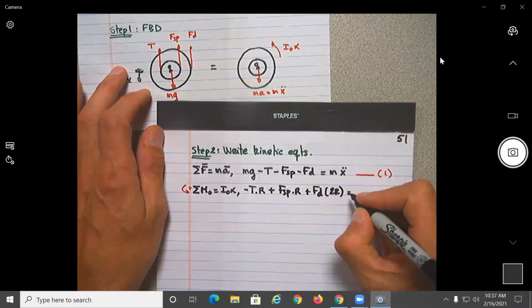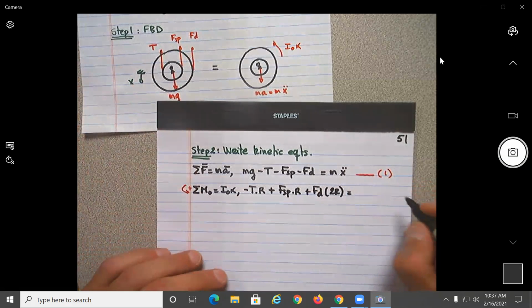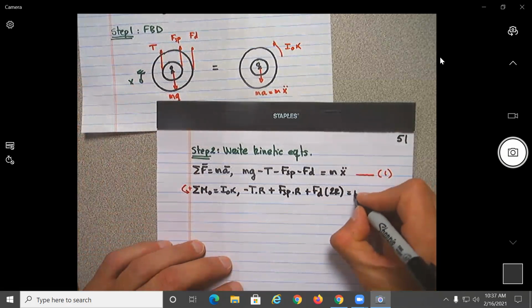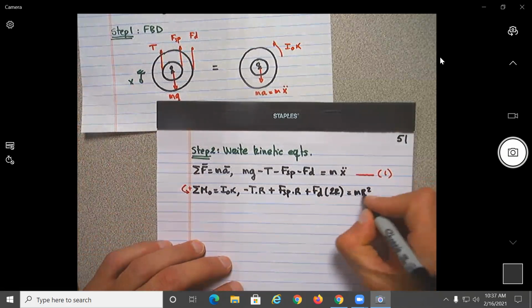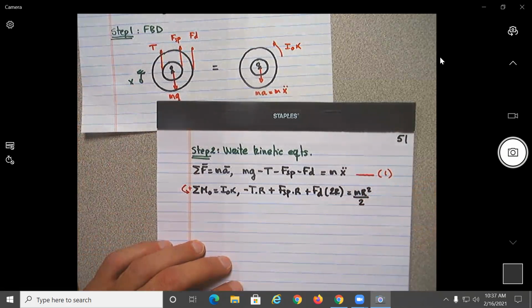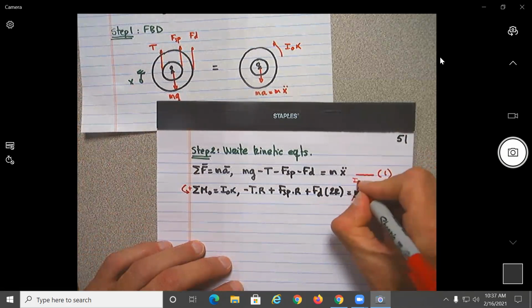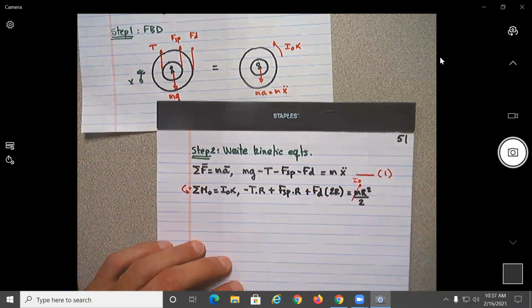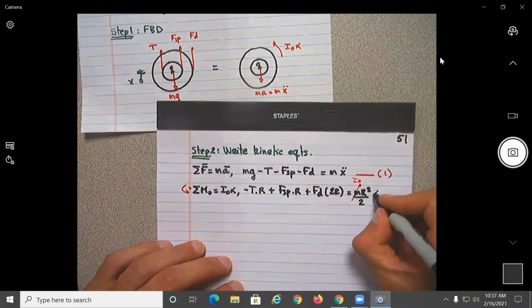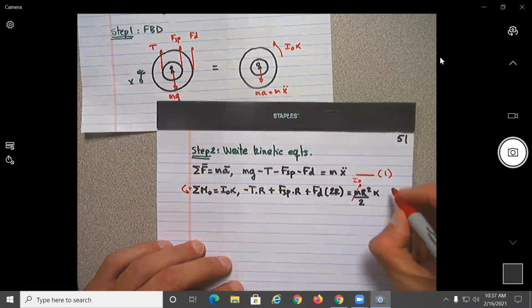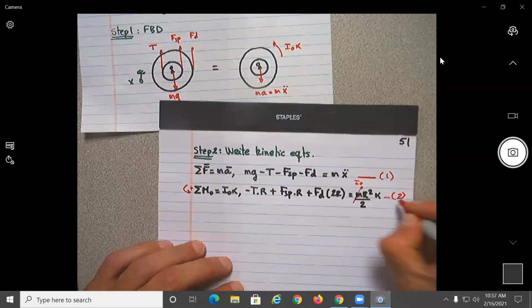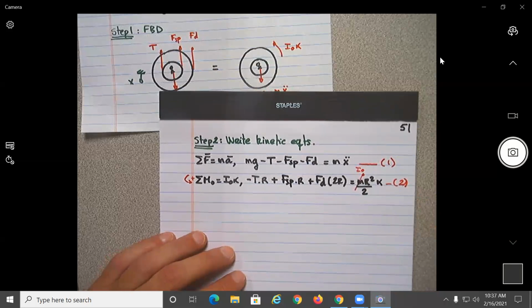equal to the I sub naught alpha, but we know the I sub naught is equal to what? R squared over 2. This is your I sub naught and alpha. So this would be your equation 2.